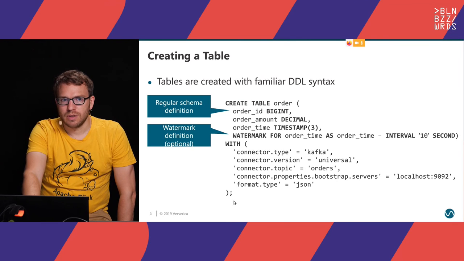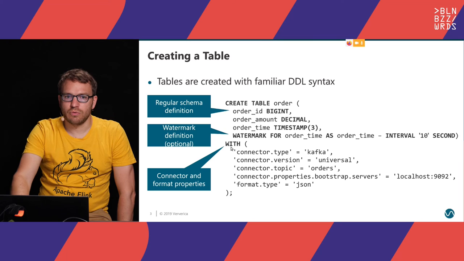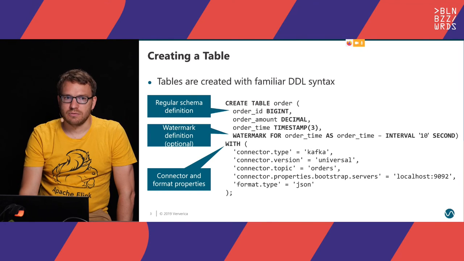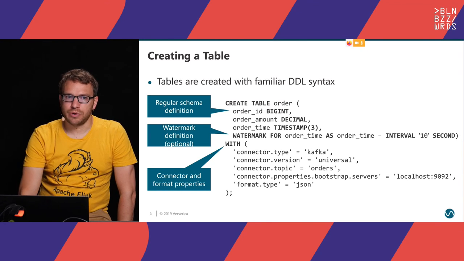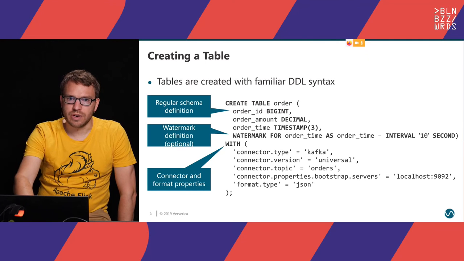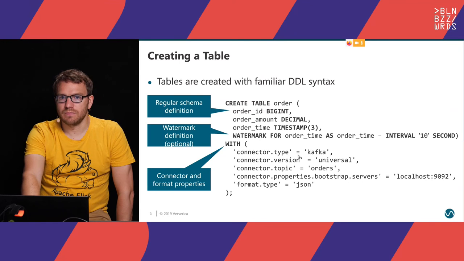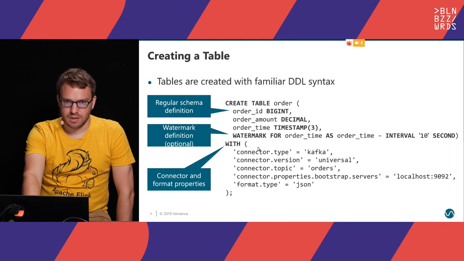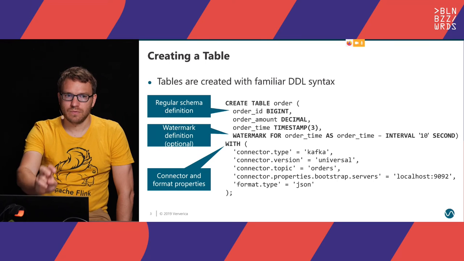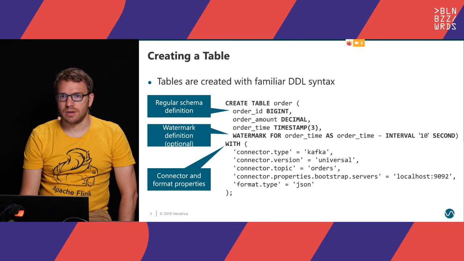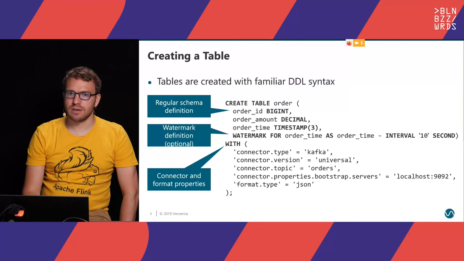And then the next part is something you might have seen in other systems that are not data stores. This is a definition that gives all of the connector and format properties that Flink needs to create an appropriate connector to read and write the data. Here, for instance, we're connecting to Kafka. So the connector type is Kafka, it's a simple key value format, and the connector version is universal. That is a Flink internal setting that uses Kafka's universal API for accessing Kafka.